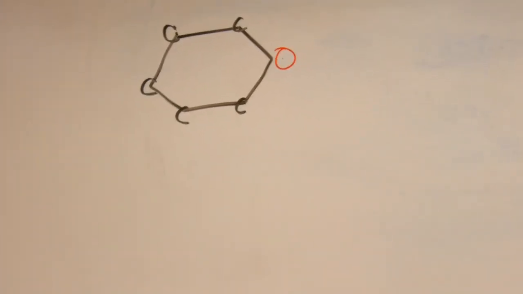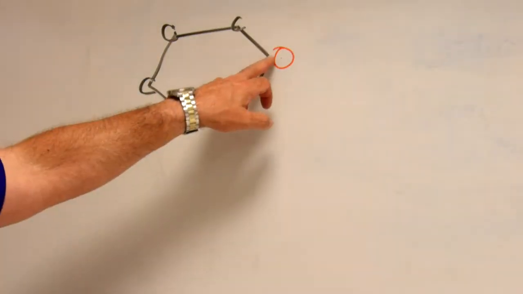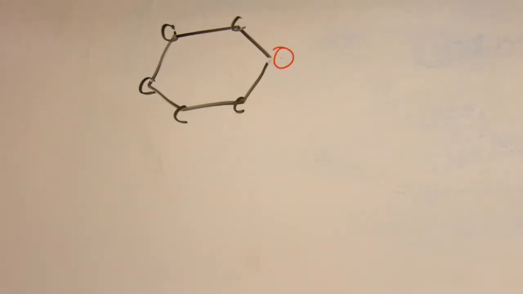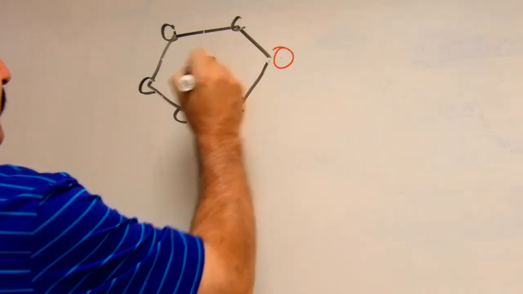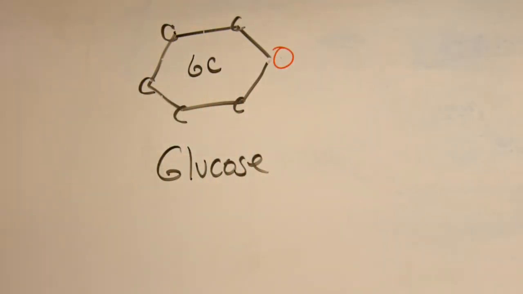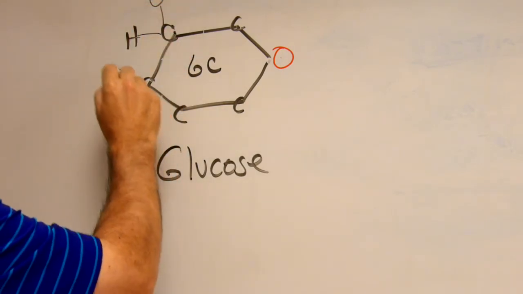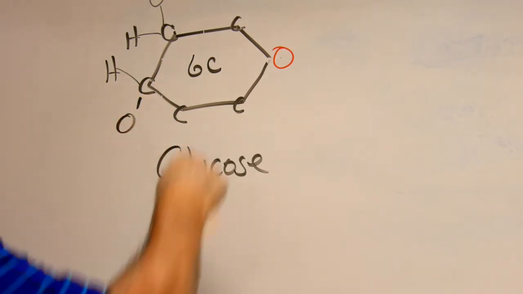Now, I told you that our glucose molecule is a 6-carbon ring. But if we count 1, 2, 3, 4, 5, there's 5 carbons, and right here is an oxygen. All right, so there's 1 oxygen, but there are, count them, 6 sides to this ring, and we call it a 6-carbon ring. All right, so I could write this. Glucose is a 6-carbon ring.